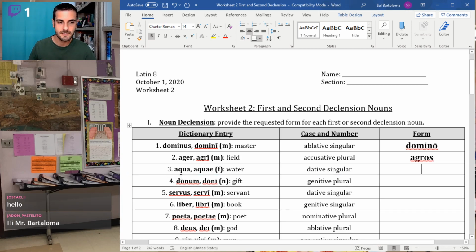Aqua, aquae, right? This is, of course, a feminine first declension noun. So my stem is aqu. And this one asks me for the dative singular.